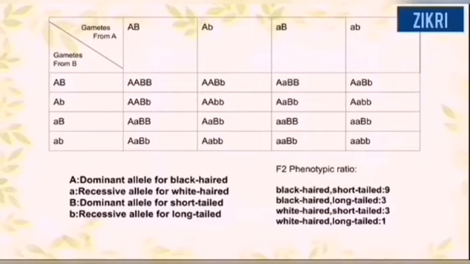So here we have the phenotype ratio. Like I said earlier, phenotype is the observable physical properties. So based on the table, we get black-haired short-tailed mice 9. And black-haired long-tailed we get 3, then white-haired short-tailed we get 3, and white-haired long-tailed we get 1. So the ratio is 9:3:3:1.